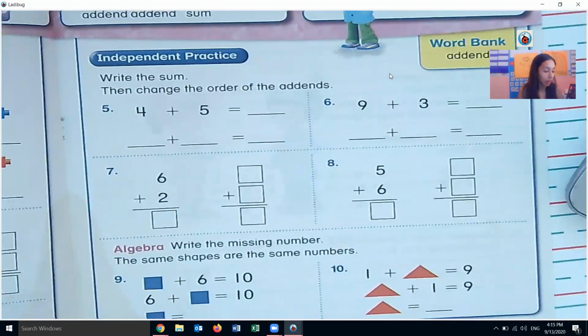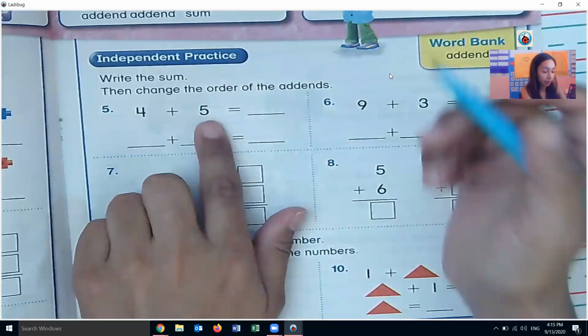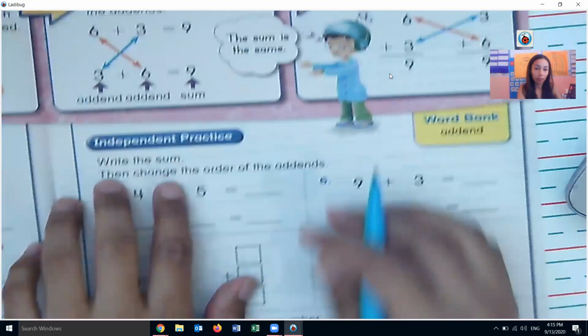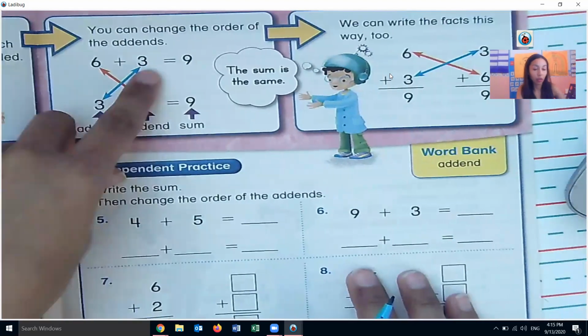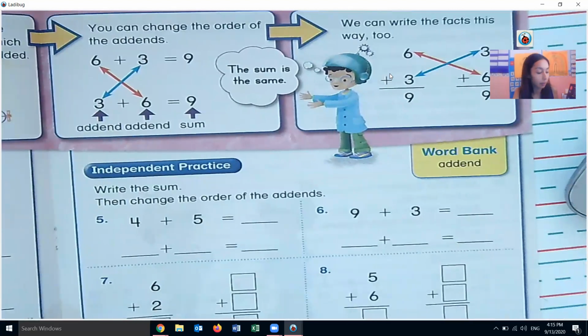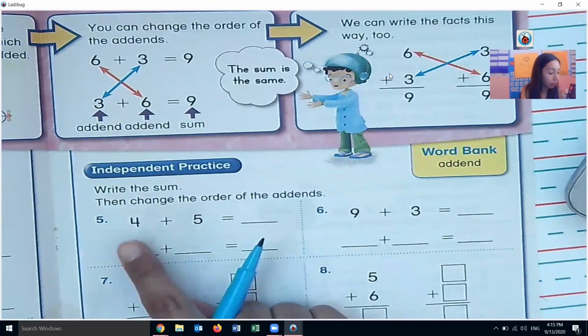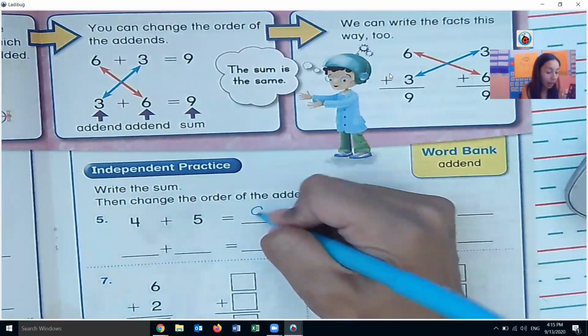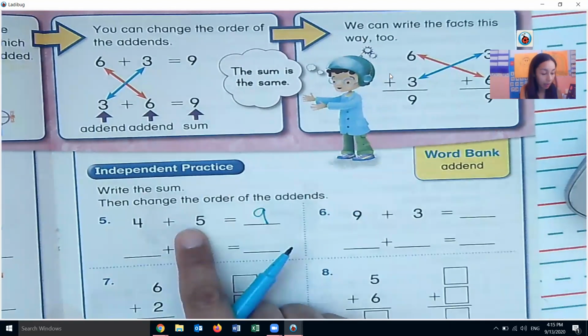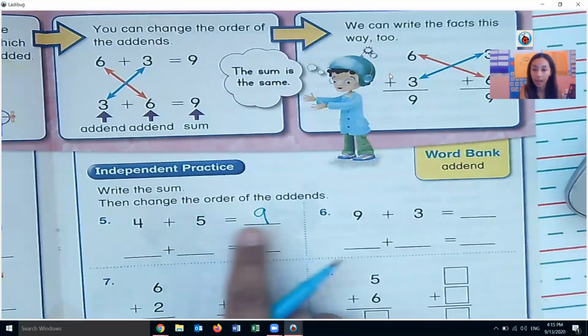So here it goes. We have 4 plus 5 equals, and even before I answer it, I'm going to peek up here. We're just flip-flopping the add-ins. The answer is going to stay the same because the add-ins are the same, just in a different order. 4 plus 5 is 9, which is a near doubles from yesterday's lesson. 4 plus 4 is 8, and 1 more is 9.